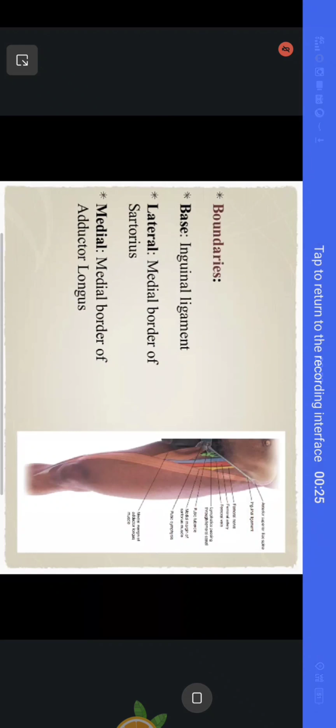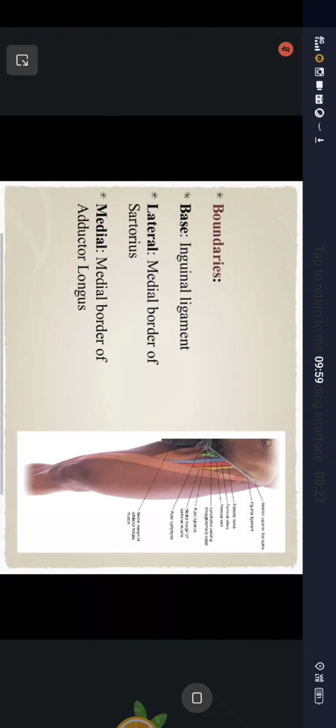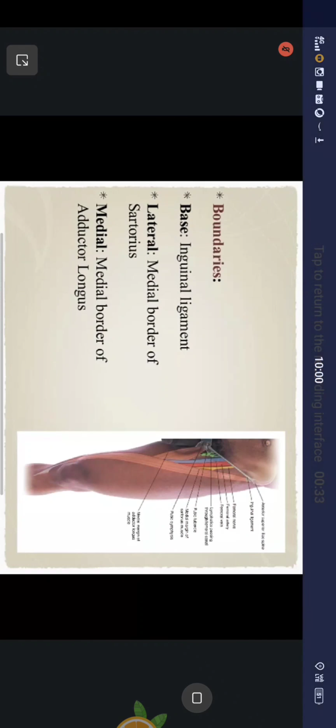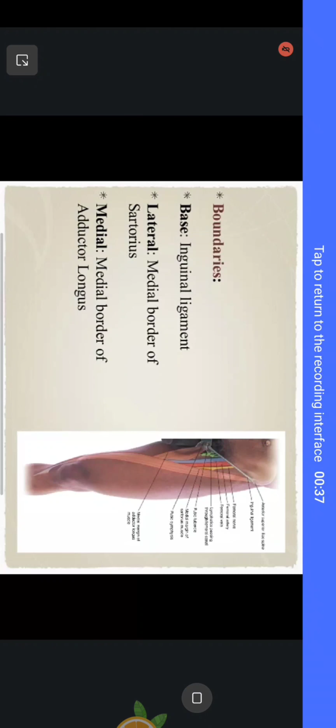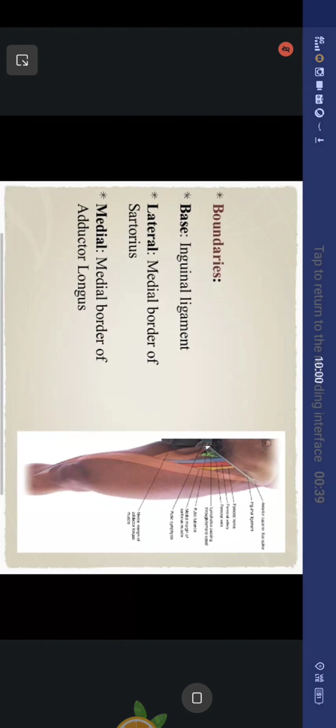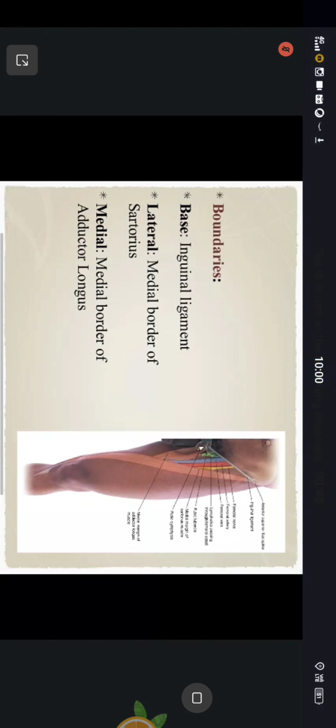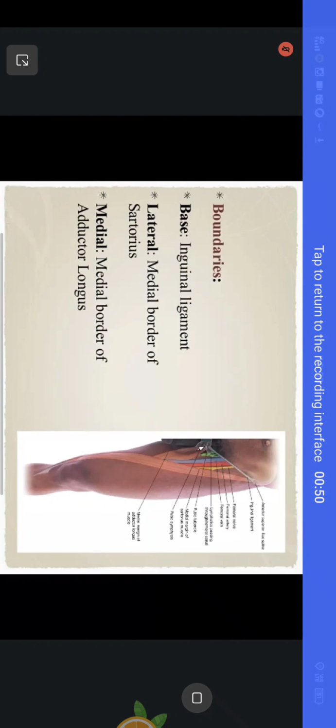It has certain boundaries. The base is formed by the inguinal ligament. In this diagram, you can see the inguinal ligament, this white line, where I am focusing the cursor. The base is formed by the inguinal ligament.